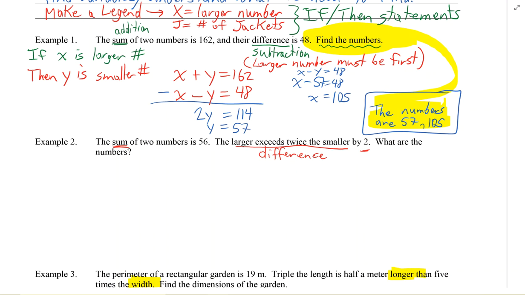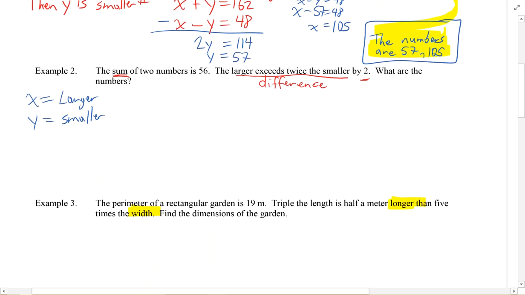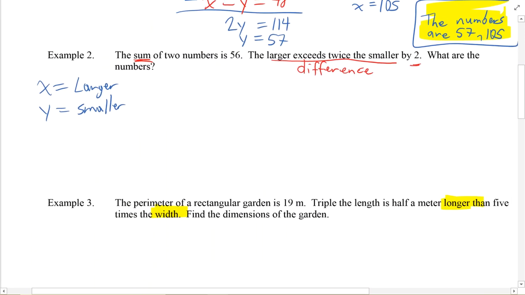So the first example, I showed you how to make an if-then statement. Now I'll show you how to make a legend. It's really, really similar. Okay, so for your legend, you can just say X equals the larger and Y equals the smaller. Pretty simple, isn't it? Who wants to make a more descriptive legend, though?